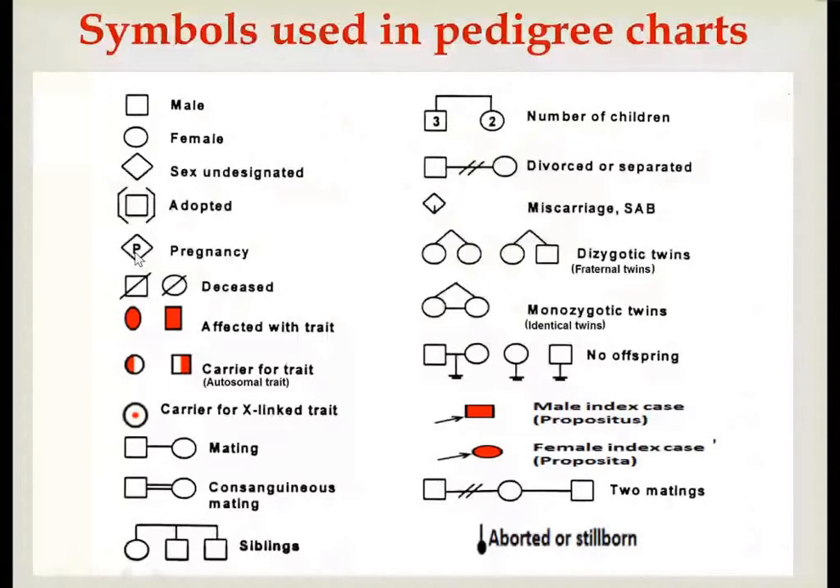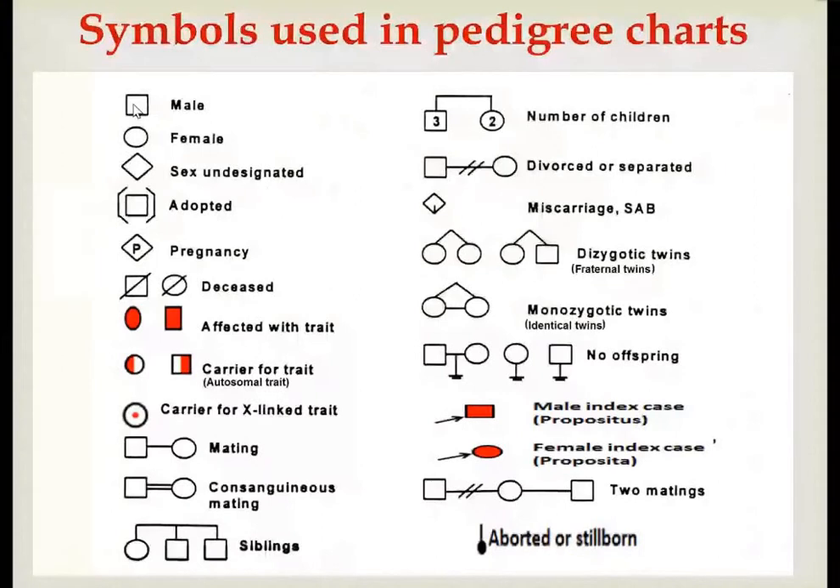If someone is affected with that particular disease, then we mark the whole symbol. But if someone is a carrier for that trait, then half. Both are carriers, but the difference is autosomal: if someone is a carrier for an autosomal disease, we just shade the half part. If someone is a carrier of a sex-linked disease, either X-linked or Y-linked, then we just put a dot. अब X-linked छ भने female मा dot हाल्नु, Y-linked छ भने male मा dot राख्ने हो. So that indicates the carrier for the autosomal and the sex-linked disease.